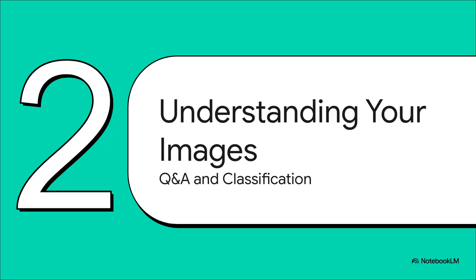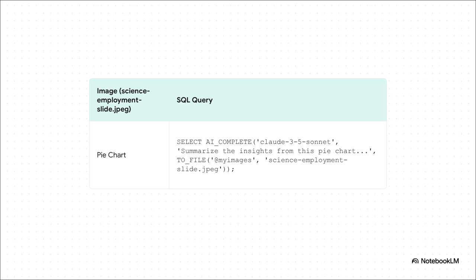Okay, so let's get our hands dirty with some real-world examples. First up, we're going to see how Cortex AI helps us understand and really interpret the content that's locked inside our images. So imagine you've got this pie chart just sitting in a Snowflake stage. Now, instead of you or your team having to manually analyze it, you can just use the AI_COMPLETE function. Look at this query. It's so straightforward. We're just telling it which model to use, asking our question in plain English, and then pointing it to the file. It's basically like having a data analyst on call.